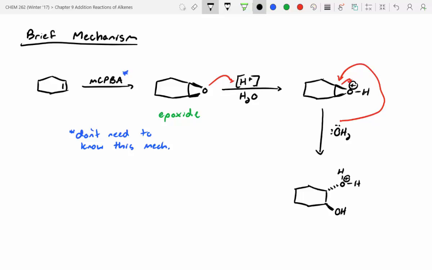However, it's important to note that it can't attack from the top face, right? Because that epoxide's already kind of coming out of the page at us. The water can't approach from that face because it's too sterically blocked. It's actually got to attack from the backside. So let's make a note of that.